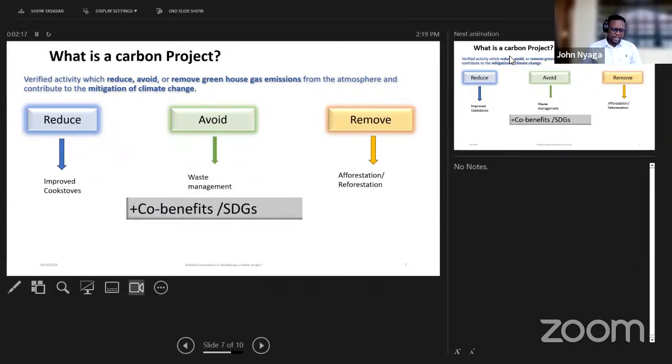Then the next thing you notice is that, apart from removal of greenhouse gases, carbon projects also target to have other core benefits, or to contribute to sustainable development goals. For example, let's say today you want to set up a carbon project where you'll be distributing trees to farmers, let's say in Kenya, and you opt to distribute fruit trees. In that case, beyond sequestering carbon, these fruit trees are expected to also produce fruits.